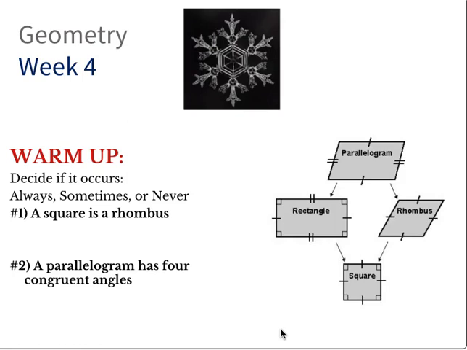So for our warm-up this week, we are going to decide if something occurs always, sometimes, or never. And we're going to respond always, sometimes, or never to these two questions below. So first, a square is a rhombus. Does that always occur? Does that sometimes occur? Or does that never occur? And then the second question you're going to respond to is a parallelogram has 4 congruent angles. Is that sometimes, always, or never?